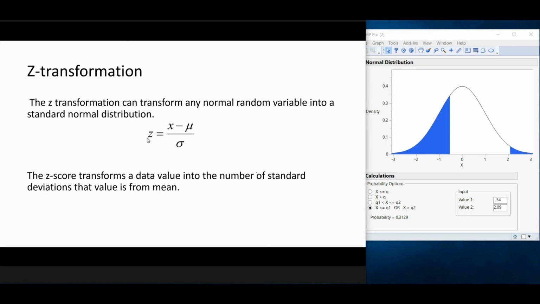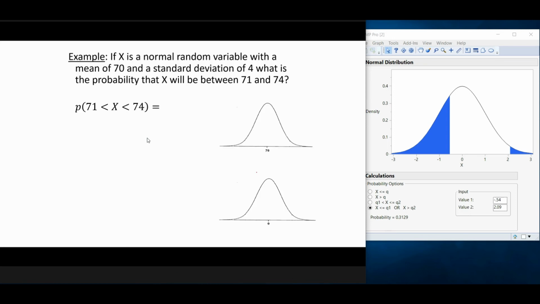So let's take a look at an example here. If x is a normal random variable with a mean of 70 and a standard deviation of 4, what's the probability that x will be between 71 and 74? It's really good practice to draw out a couple of distributions here, one that represents the original units and then one that represents the standard normal units as we change them.